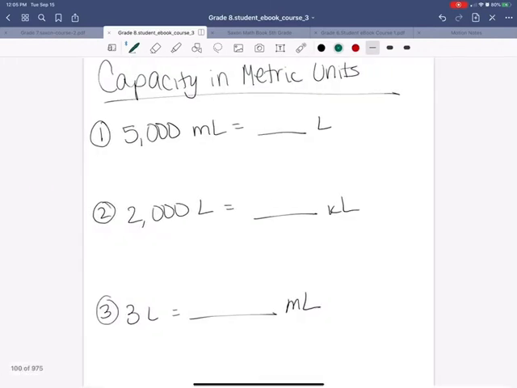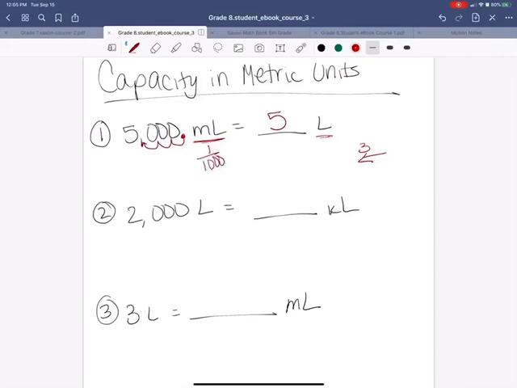The last one that we'll go through real quickly is capacity in metric units. Again, all you need to know is just how many places I need to move. As you've been doing this over and over, it gets really, really easy. So if we're going from milliliters to liters, that means we are going back 3 spaces because a milliliter is actually 1 over 1,000. So I need to move 3 spaces to the left: 1, 2, 3. So now I have 5 liters.